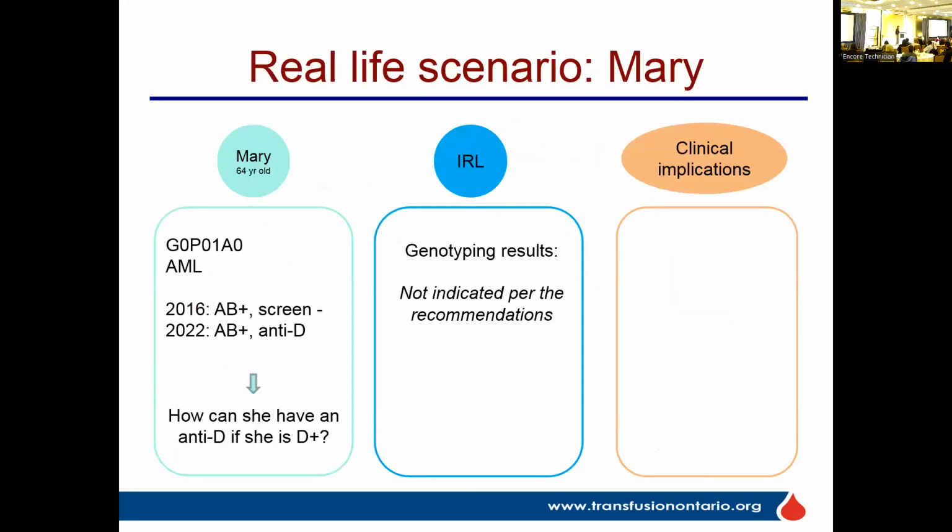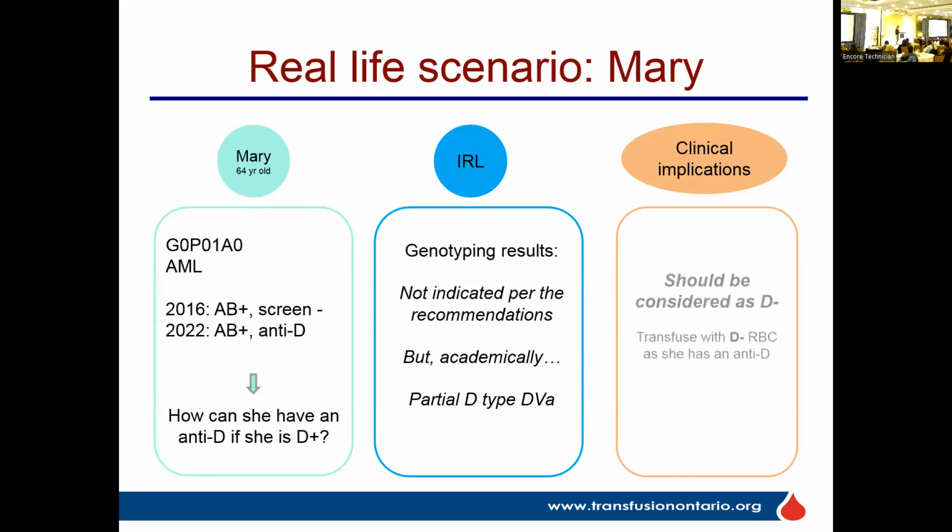And finally, the last case. I'm sure you've guessed that she has a partial D, and that's why she developed her anti-D. If we follow the recommendation, we would not perform a genotype for that patient. She's not of childbearing potential anymore. She already has an anti-D, so we should transfuse her with RhD negative. But let's say we do it academically. She's a partial D, type DV.5A.